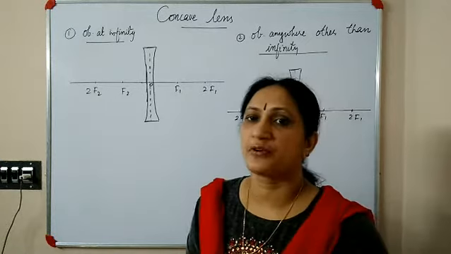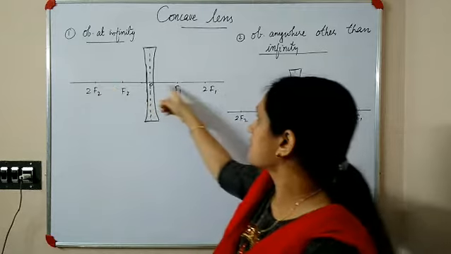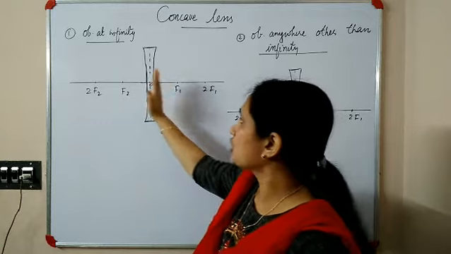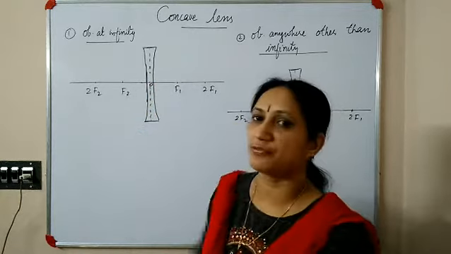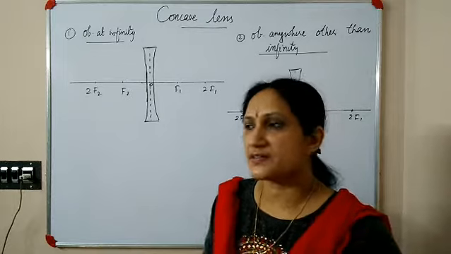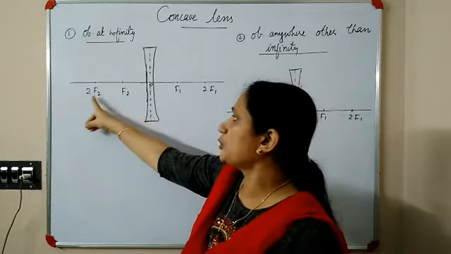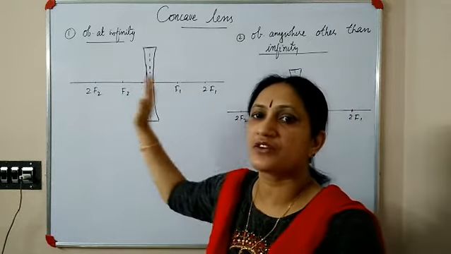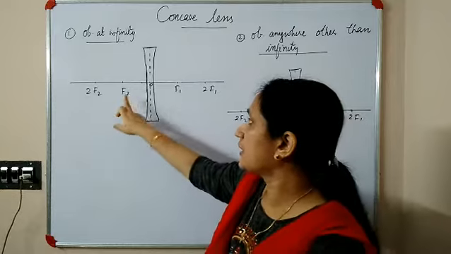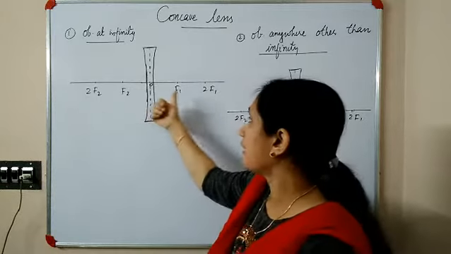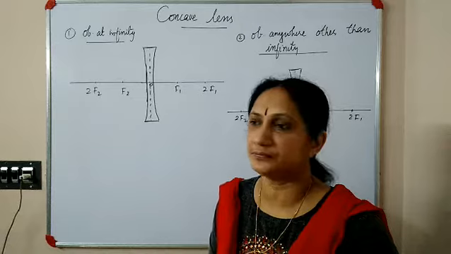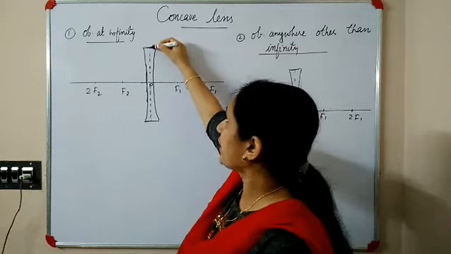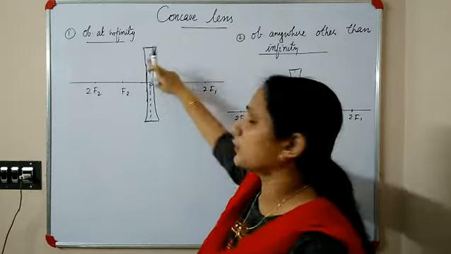First step for making the diagram is draw the principal axis, mark the points optical center and at equal distance F1, 2F1, F2, 2F2. For convex lens we mark F1 and 2F1 on left side, F2 and 2F2 on right side, but in case of concave lens just opposite: F2 and 2F2 on left side, F1 and 2F1 on right side. So mark these 5 points at equal distance, then draw the diameter of the lens, then draw the outline.